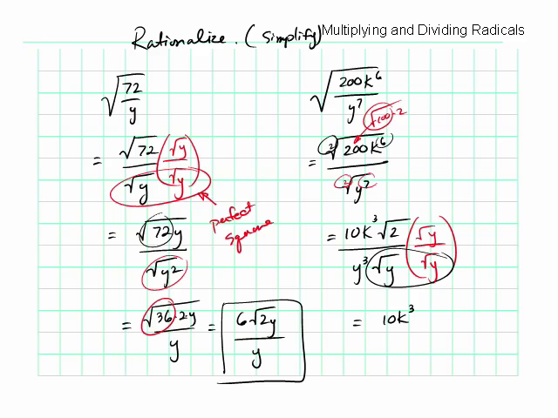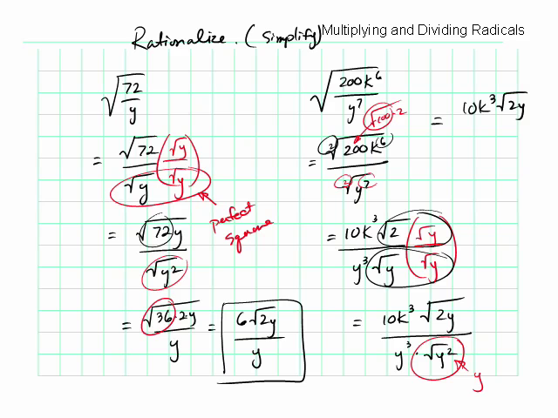10k cubed square root 2y right there under the radical over y cubed times square root y squared. But remember that this is just equal to y, and so I have left as my answer, I'll put it up here, 10k cubed square root 2y, and that's all going to be over a y to the fourth, right? We got a y cubed and a y to the fourth. And we have it rationalized.